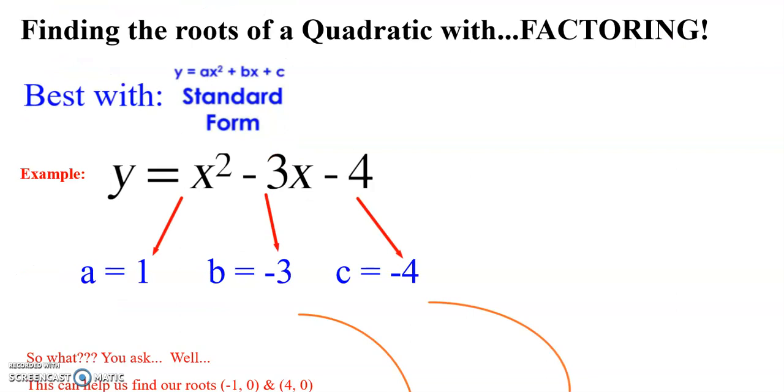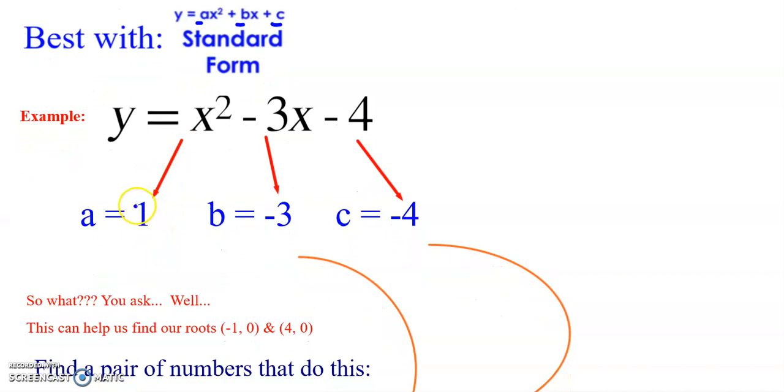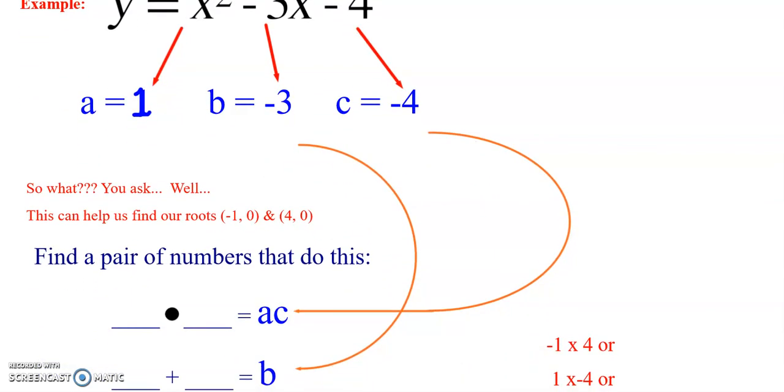All right, so hopefully you remember factoring a little bit. Factoring to find the roots is going to be best when we have a quadratic that's in standard form, because we'll be able to figure out A, B, and C nice and easily. So this example is going to be when we have a leading coefficient of 1, which means our A value is 1. This way is sometimes known as a guess and check method, though it's not really one.